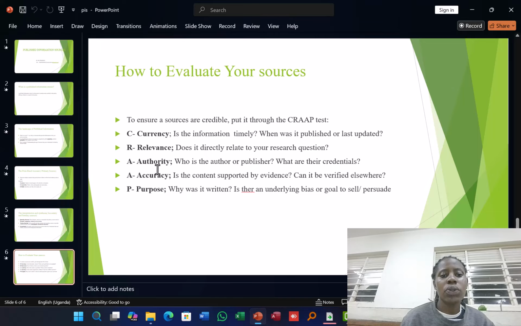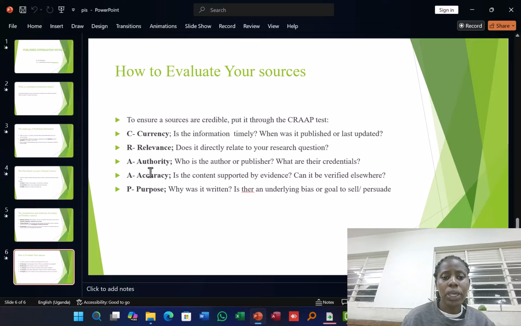Then A stands for authority. Who is the author or publisher? What are their credentials? You have to look at the person who published the information you're using, because there are people who also fake, lie, and misuse information, hence misleading people. So you have to know who the author is, and you have to know about their credentials too.